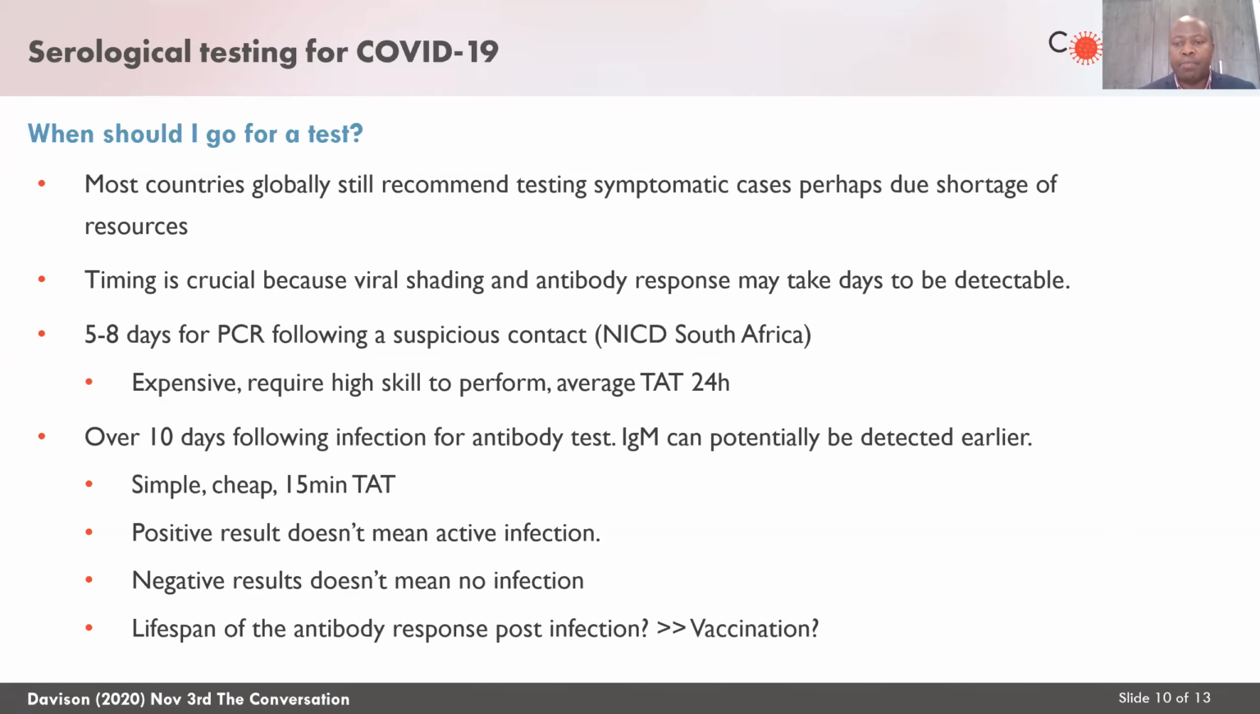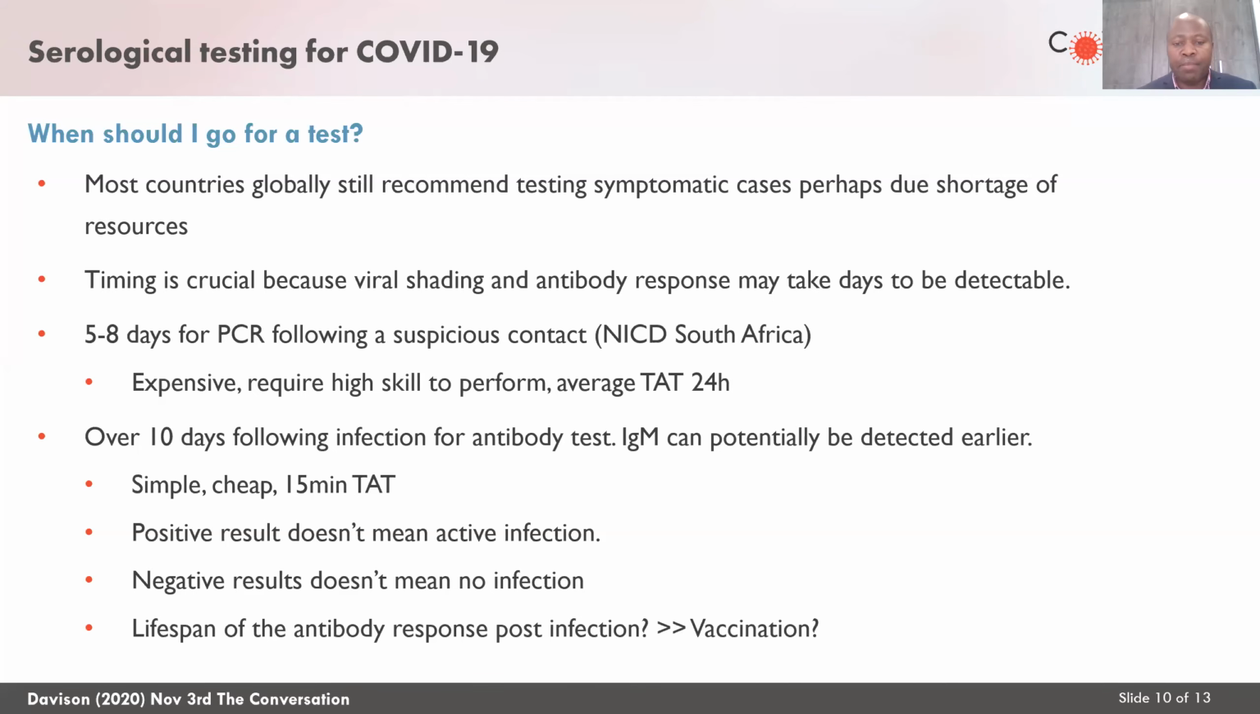For example, IgM can potentially be detected earlier than this. So they are simple and cheap. The positive result does not mean active infection. That's something that we need to note about serological tests. And the negative result does not mean no infection. So a little bit of a puzzle on these serological tests.